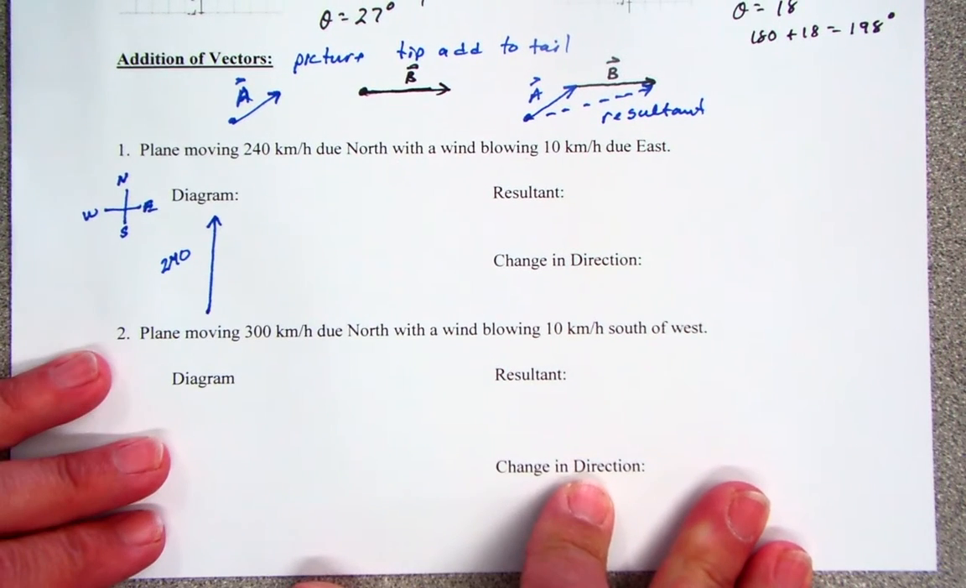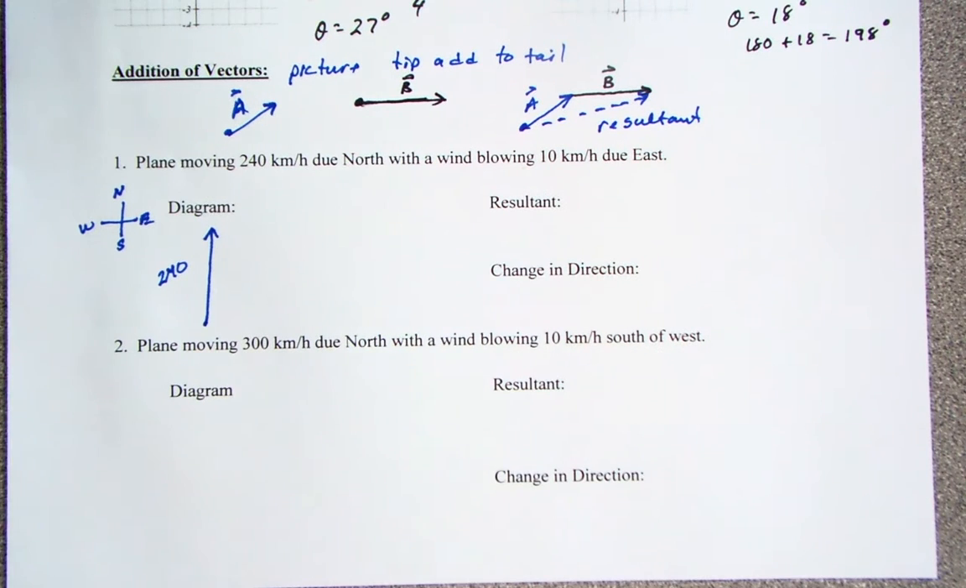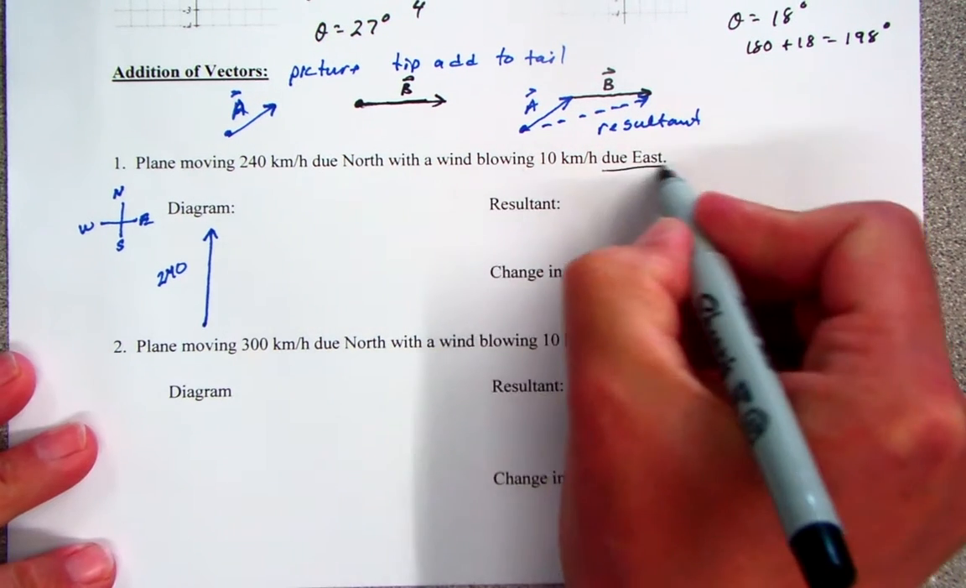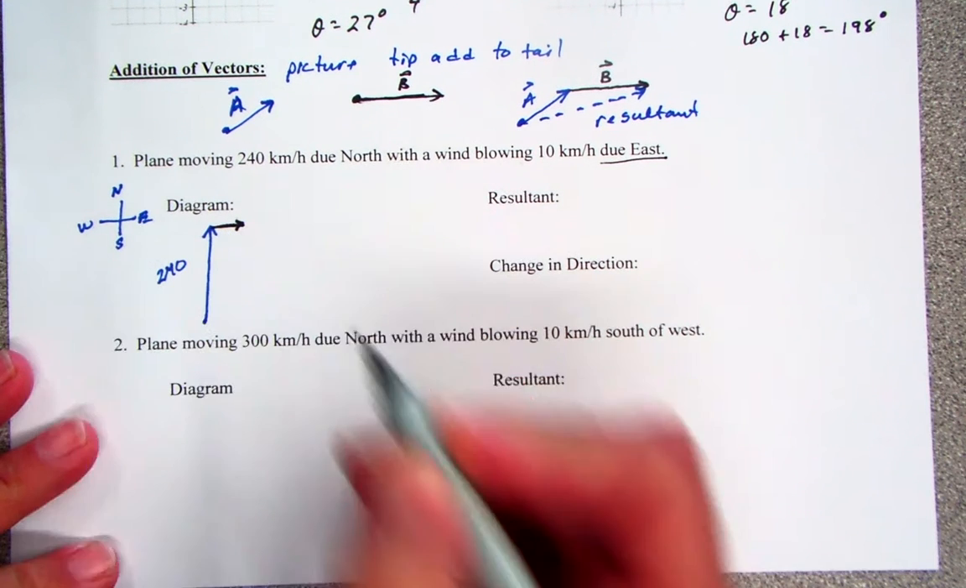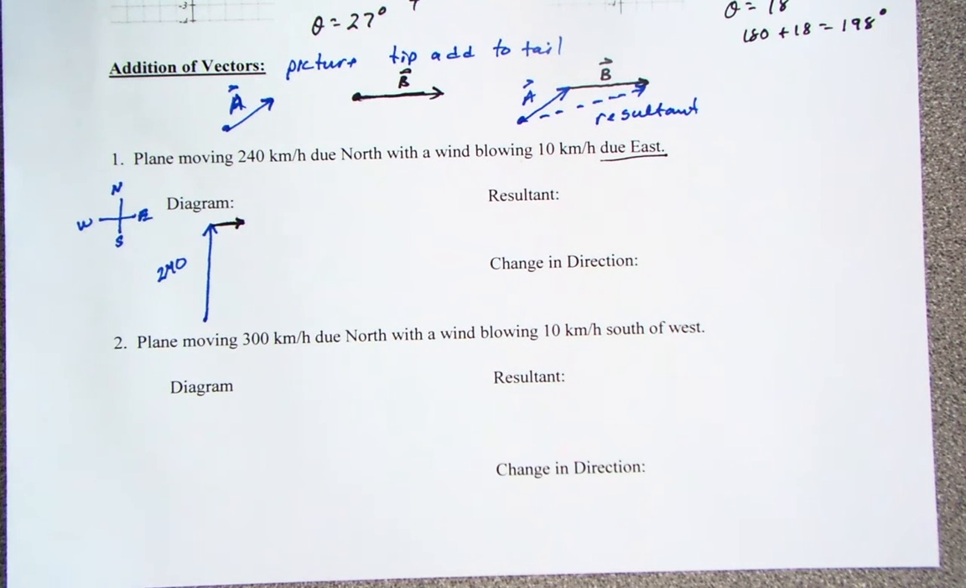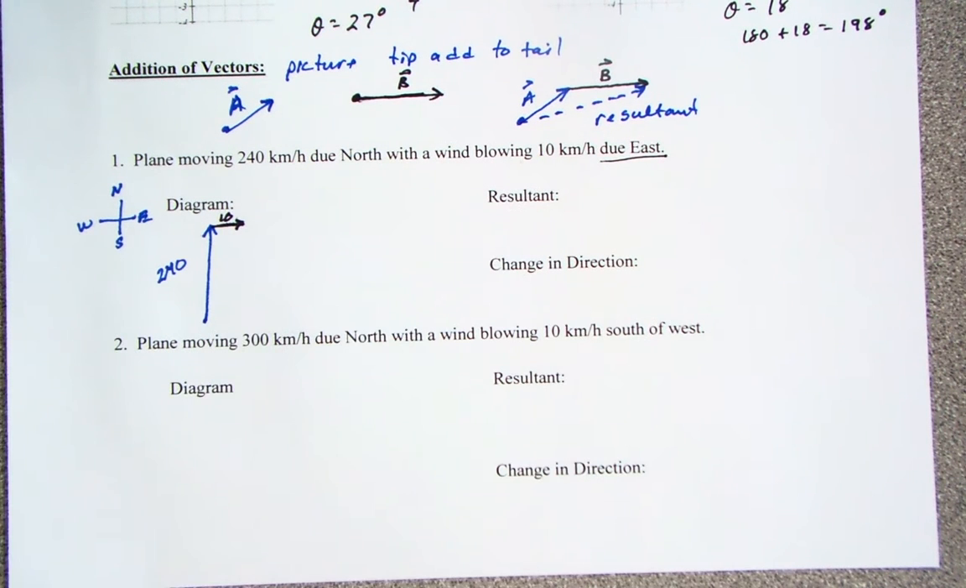And then I have this wind blowing. If this is a plane and there's some wind, it's going to blow me off course. And the wind is blowing directly due east. So that means I've just formed this little right angle, and that's going to allow me to use SOHCAHTOA and Pythagorean. So this little black vector is my wind, and it is 10 in magnitude.